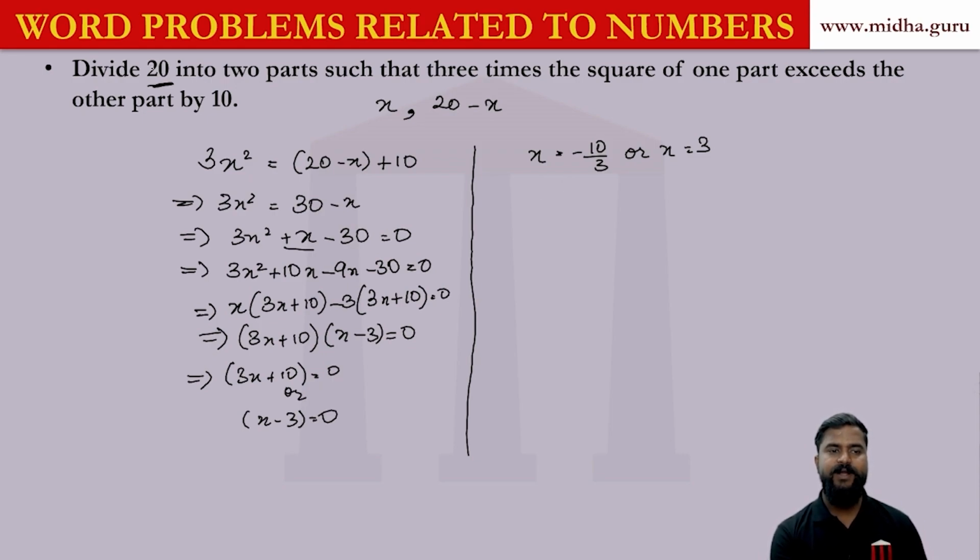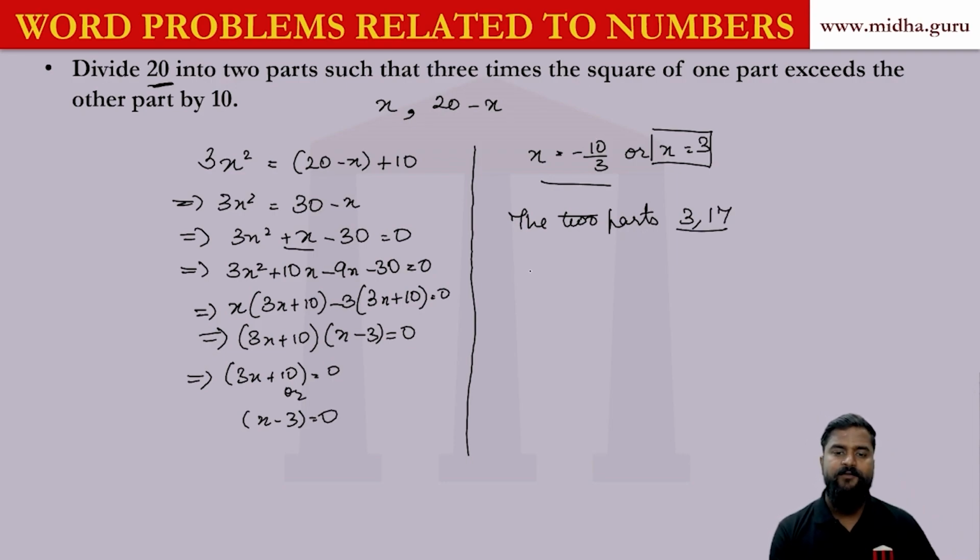It says you have to divide 20 into two parts. That means they should be whole numbers. It's not given in the question, but it's logically understood. So we'll see that minus 10 by 3 cannot be a part of this question. So we'll say that this is the correct answer. So the two parts in which we can divide this number 20 into are 3 and 17, satisfying what was given in the statement.